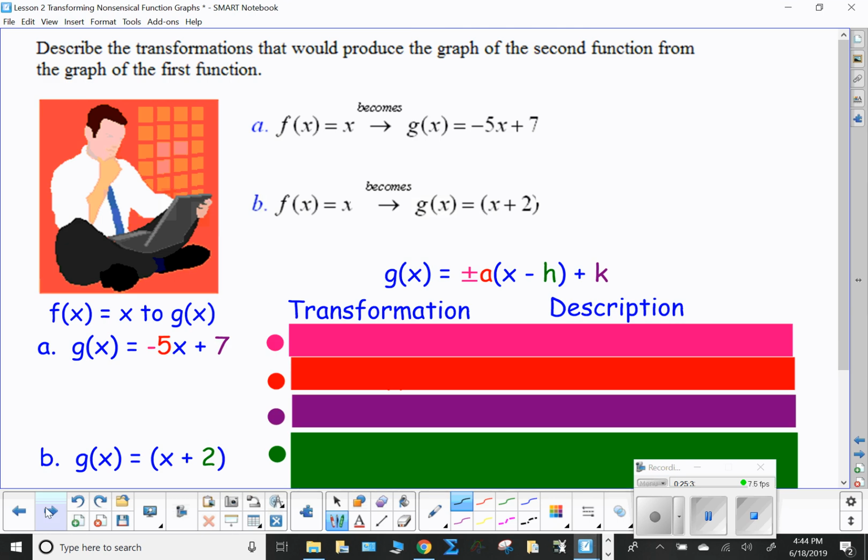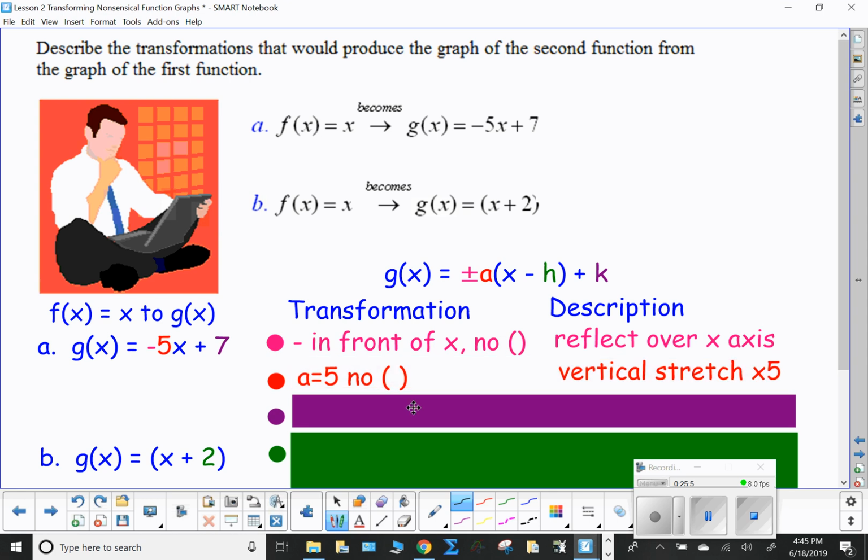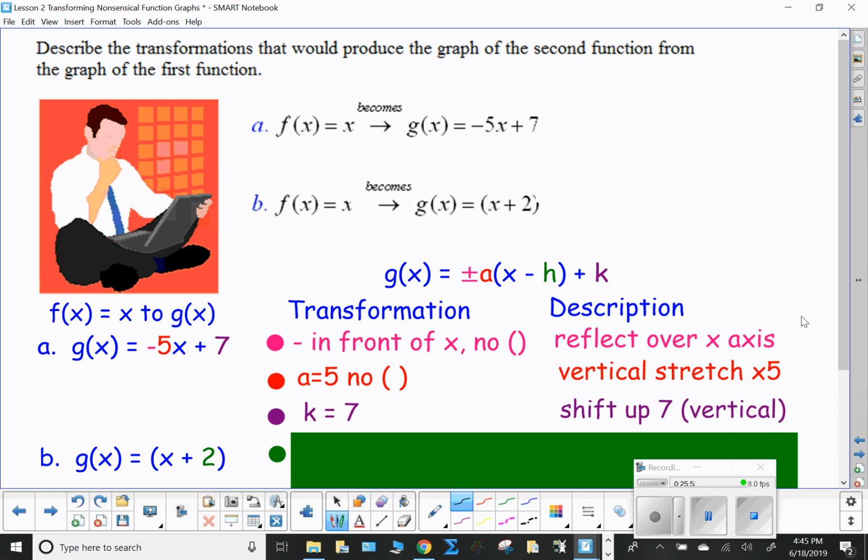Here, if we go from f of x becomes g of x equals negative 5x plus 7, well, what have we done? First off, the negative in front says we reflected over the x-axis. The 5 tells us it's a vertical stretch of 5. And the plus 7 on the outside means it went up 7. Okay? If there are no parentheses, it's understood to be outside.